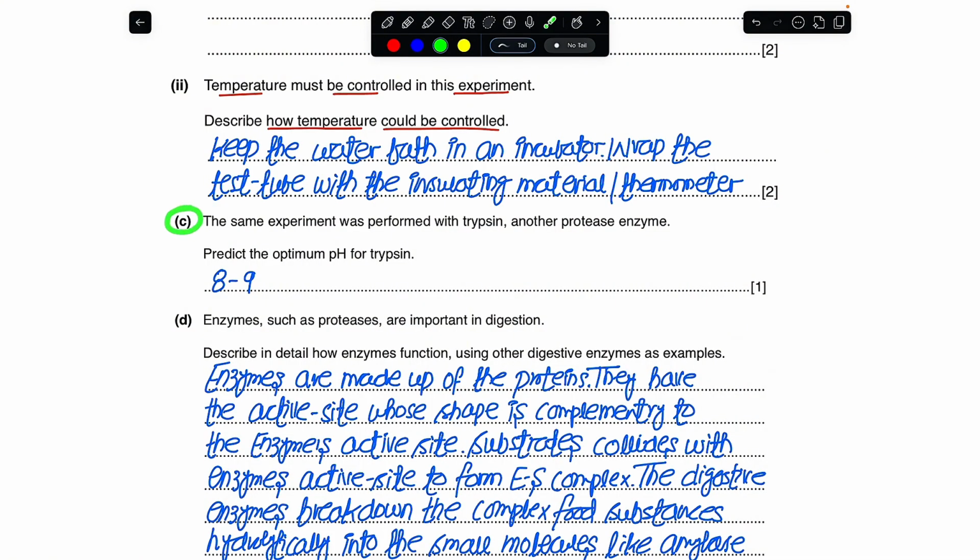For the C part, they say that the same experiment was performed with trypsin, and that is another protease enzyme. In the above, they were talking about pepsin, that is a protease enzyme, but in the stomach. But trypsin is another protease enzyme, and that works actually in the small intestine. And the pH of the small intestine is alkaline. So, since they wanted you to predict the optimum pH of trypsin, and considering this is acting in the small intestine, we need to write the values of the alkaline range. And in this case, it is in the range between 8 to 9.